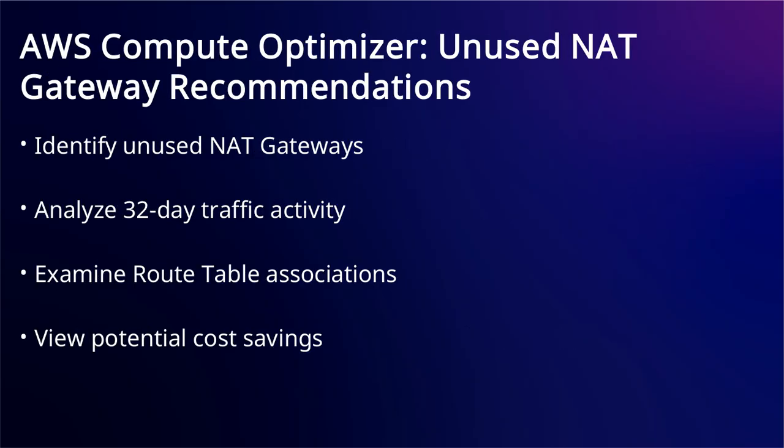AWS customers often struggle to identify and remove unused resources, leading to unnecessary costs. The new Compute Optimizer feature for NAT gateways addresses this by allowing you to identify unused gateways. You can identify unused NAT gateways based on a 32-day analysis of traffic activity. The feature examines route table associations to avoid flagging critical backup resources.